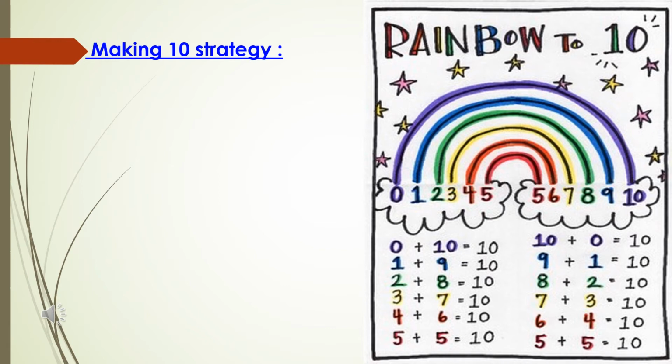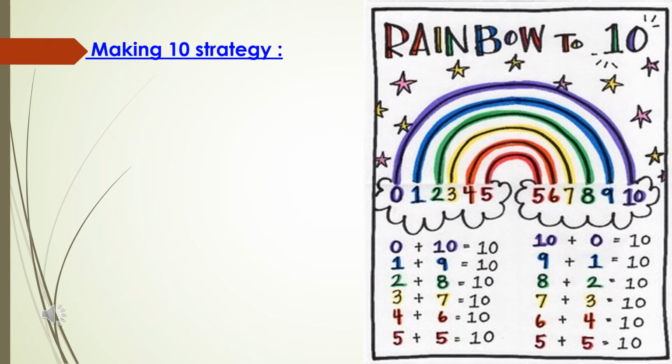0 and 10 equal 10. 1 and 9 equal 10. 2 and 8 equal 10. 3 and 7 equal 10. 4 and 6 equal 10. 5 and 5 equal 10. Don't forget, you should memorize them very well.